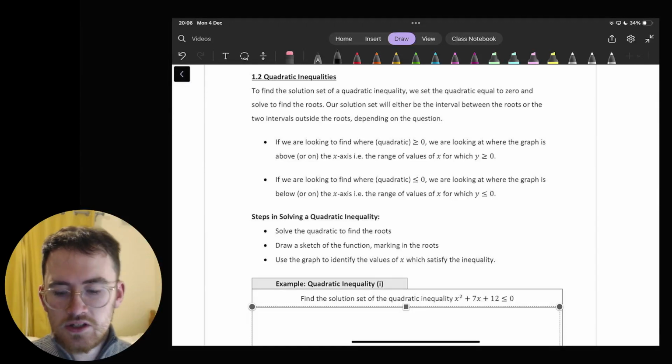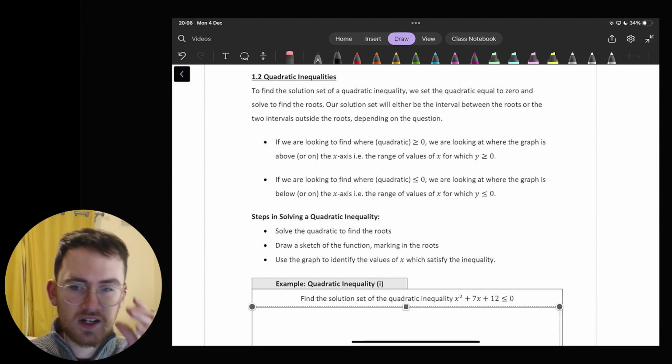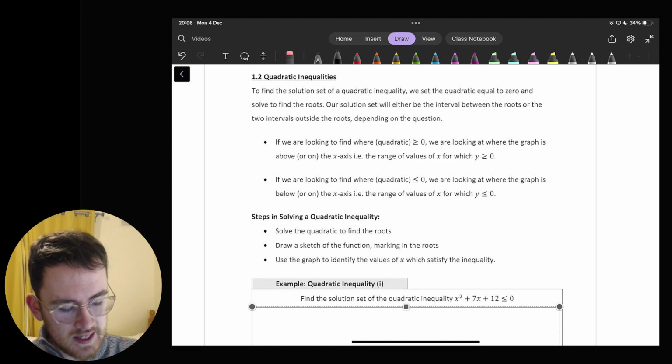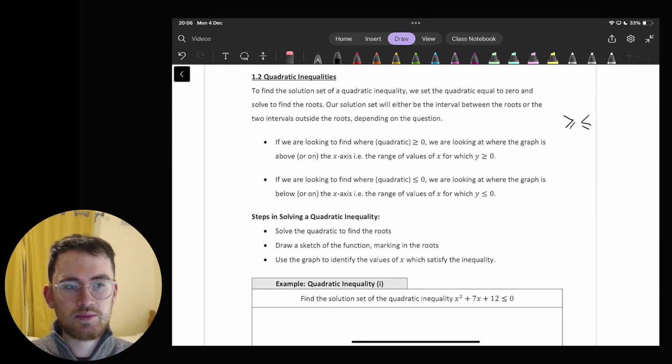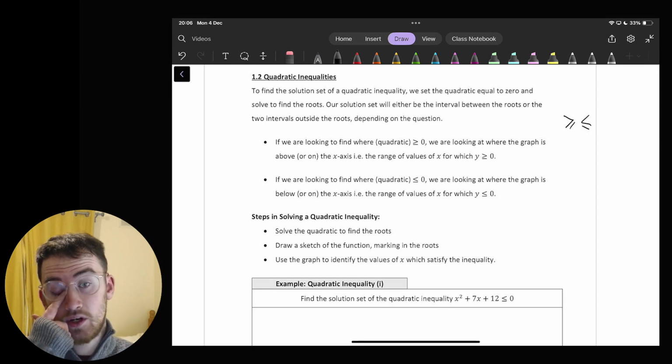Okay, so we're going to jump into quadratic inequalities. Looking first of all at just generally that we know what an inequality is. We know inequality signs are your greater than, less than, all of those signs that you would have done previously, at Junior Cert. So just making sure you're up to speed with all of that, what all the signs stand for, that you recognize what they all mean, and so on and so forth.